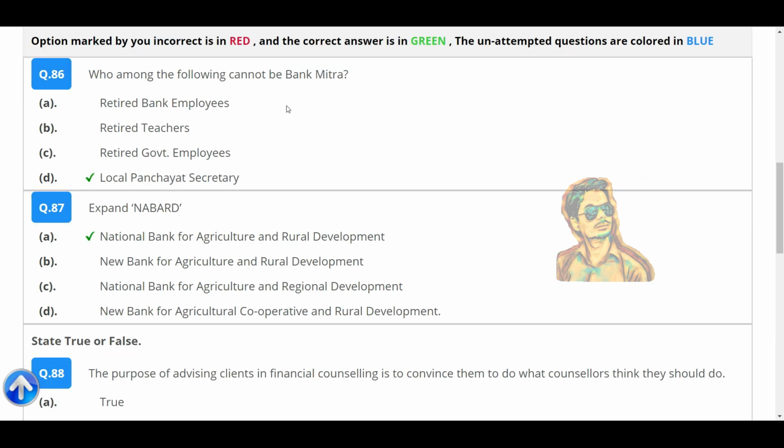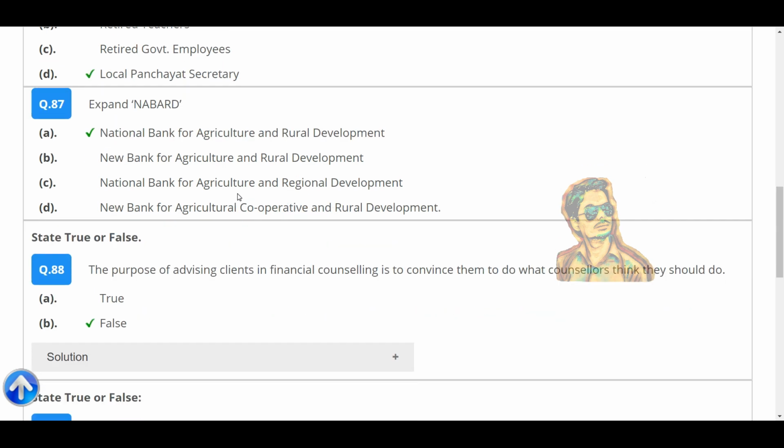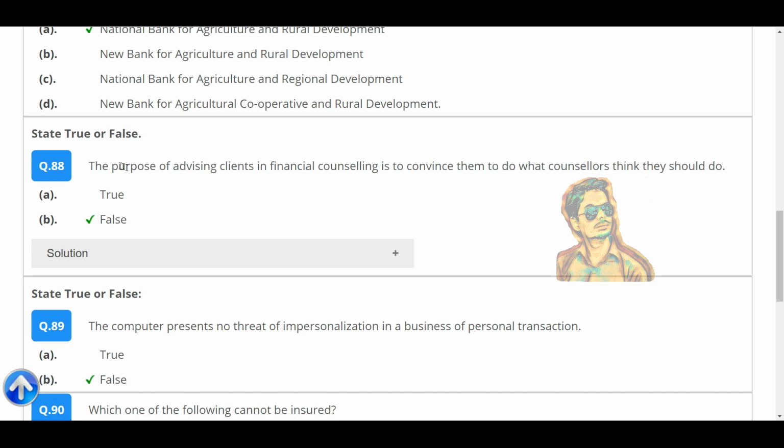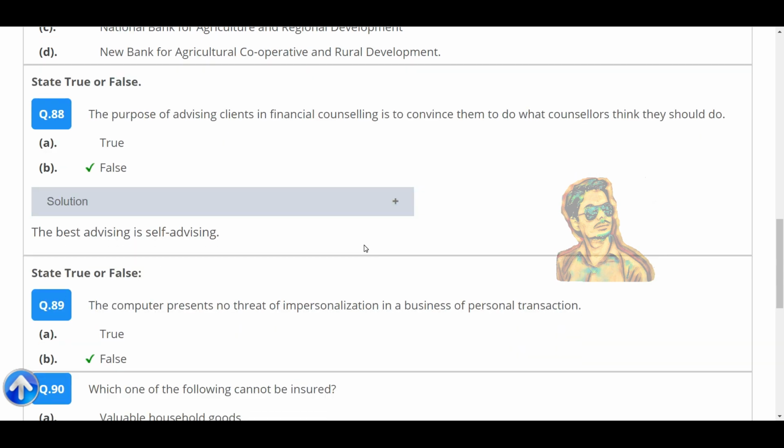Who among the following cannot be a Bank Mitra? Local Panchayat Secretary. Expand NABARD. National Bank for Agriculture and Rural Development. Is it true or false? The purpose of advising clients in financial counseling is to convince them to do what counselors think they should do. False. The best advising is self-advising.